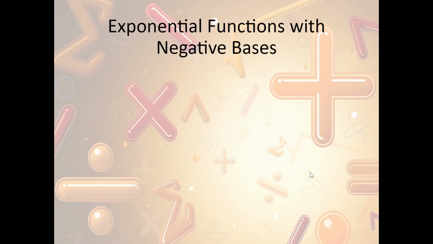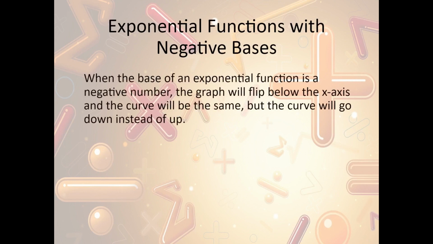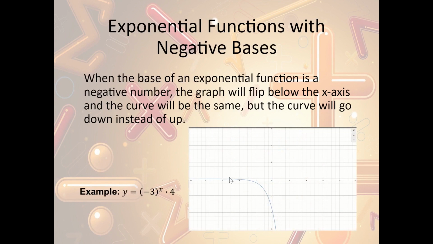Now what if the base is negative? Well, when the base is negative, the graph will flip below the x-axis and will go down instead of up. For instance, we have y equals -3 to the x times 4. So here, it's going to flip and go downward below the x-axis. It's going to be exactly the same graph as 3 to the x, but going down this direction, as if it was reflected below the x-axis.